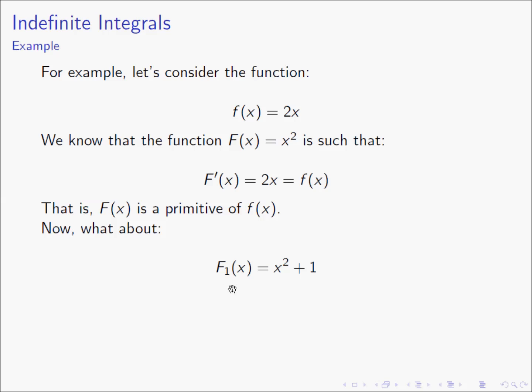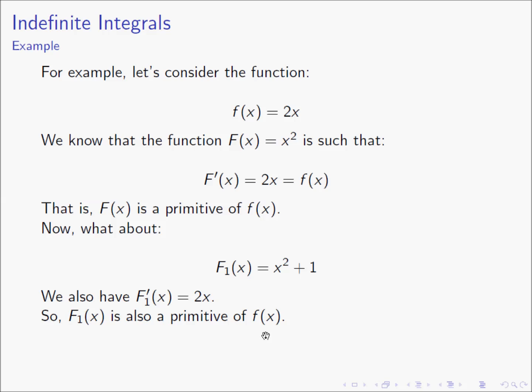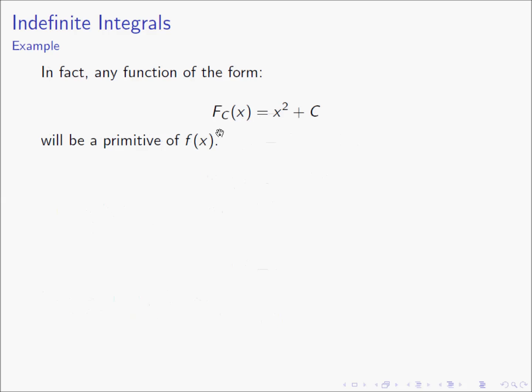Let's consider the function F1 of x equals x squared plus 1. We also have that the derivative of this function is 2x. So we got another primitive of f of x. And in fact, any function of this form, that is, any function that equals x squared plus c, where this c is a constant, it is any number, we'll have that the derivative of this function is also 2x, because the derivative of a constant is 0. So any function of this form will be a primitive of f of x.